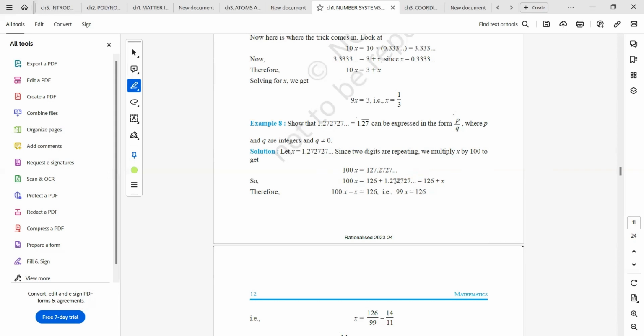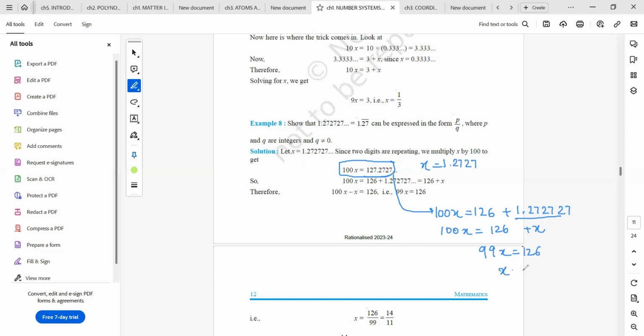Now we need x here. So how can you have x here? In order to make it x, what do you need? 1.2727, because that is positive x. So just pay attention here. On the left hand side we have 100x, and on the right hand side we need 1.2727 because we need an x. If I remove x from this, what is left? 127 minus 1, so that is 126. So 100x is equal to 126 plus x. Now you can calculate it easily. 100 minus 1 is 99x is equal to 126. So x is equal to 126 over 99. Is it clear?